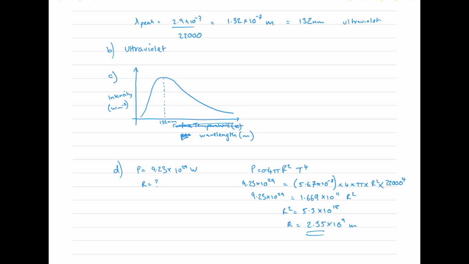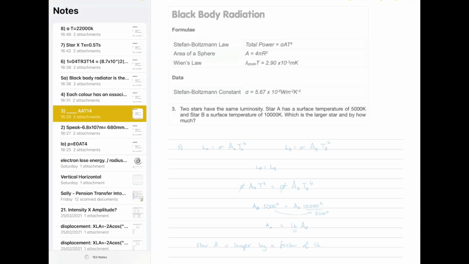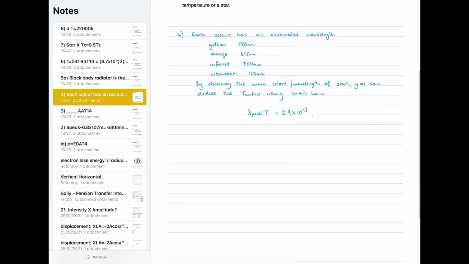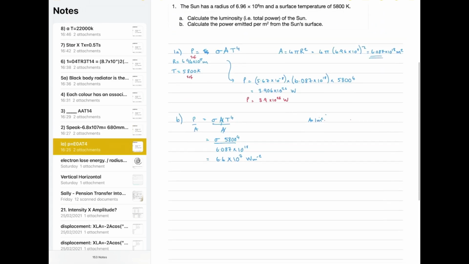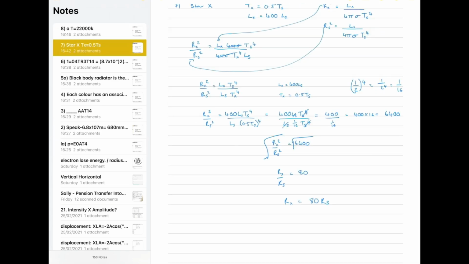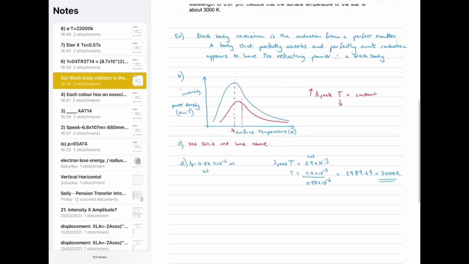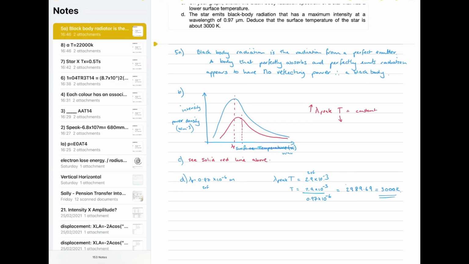Now to investigate, let's go back and see where I did some questions on Wien's law. Here we are. Was that right? Yeah, the surface temperature. How annoying. That's supposed to be... Is that surface temperature? No, it's supposed to be wavelength. And that's meters. I do apologise.